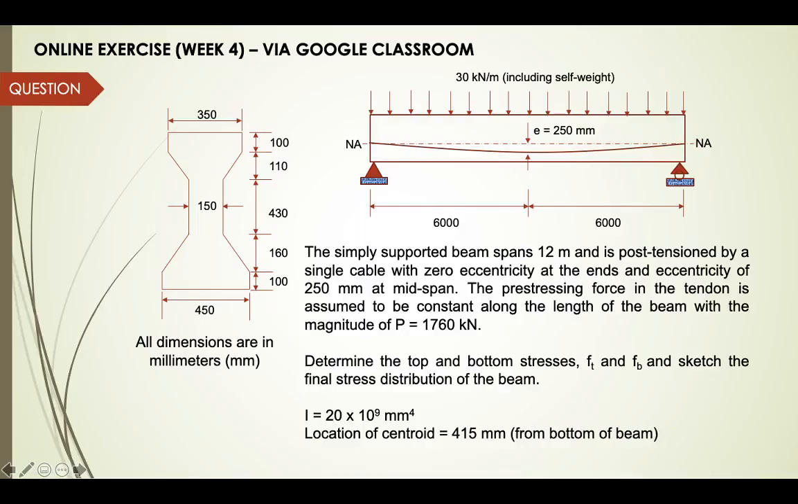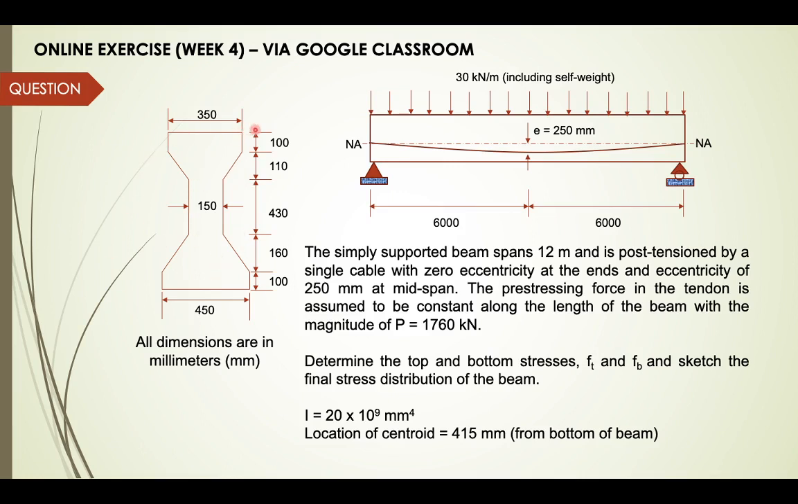Right, so as we can see here for the online exercise that I have asked you to do previously, we have a different cross section, and you are required to calculate the top and bottom stresses, which is for the simply supported beam, and you will also be required to sketch the final stress distribution of the beam. So you can see here, this is the cross section of the beam at our left.